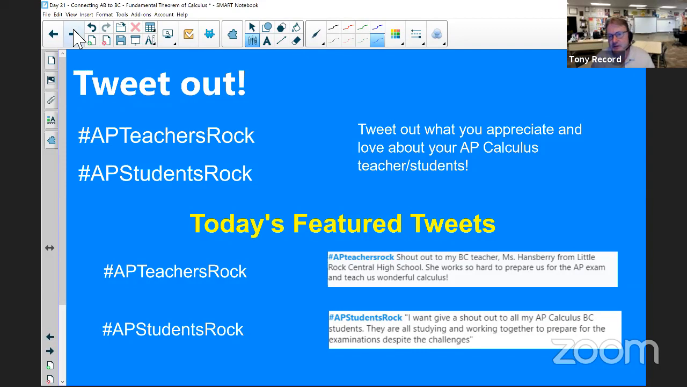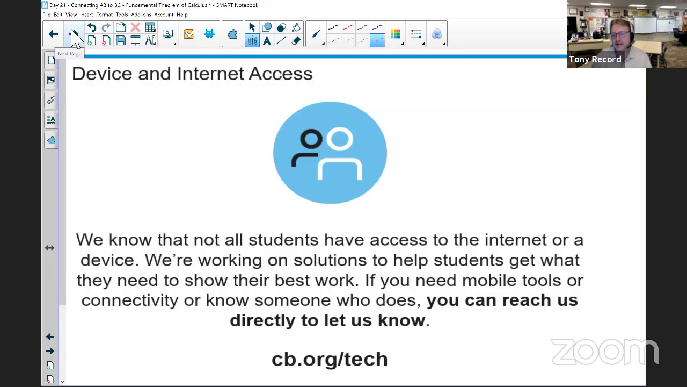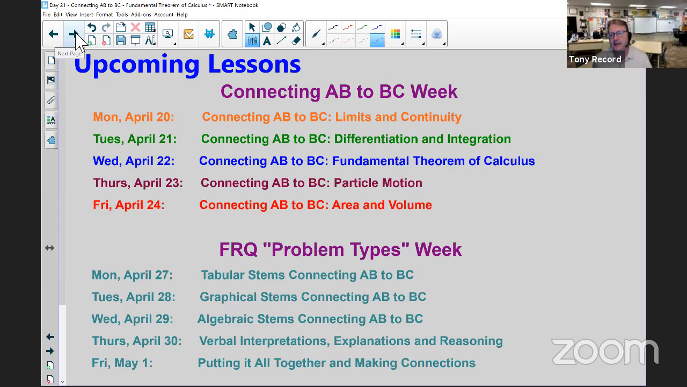As always, if you're having trouble, we want you to make sure that you reach out to the College Board at cb.org/tech. And as far as what's ahead, we have a couple of more connecting AB to BC with particle motion and area and volume, and we're going to move into our problem types next week. But we'll go into a little bit more detail about the final week, where Brian and I are going to have a wonderful opportunity to get you guys really ready for this year's AP exam by walking you through and having you try a few timed questions under a little bit more of testing conditions.